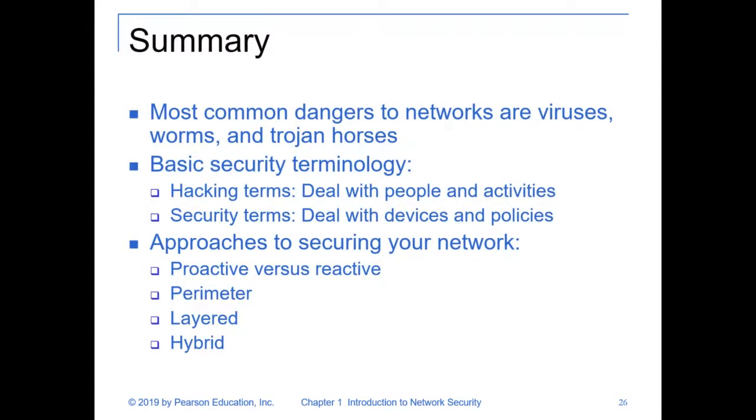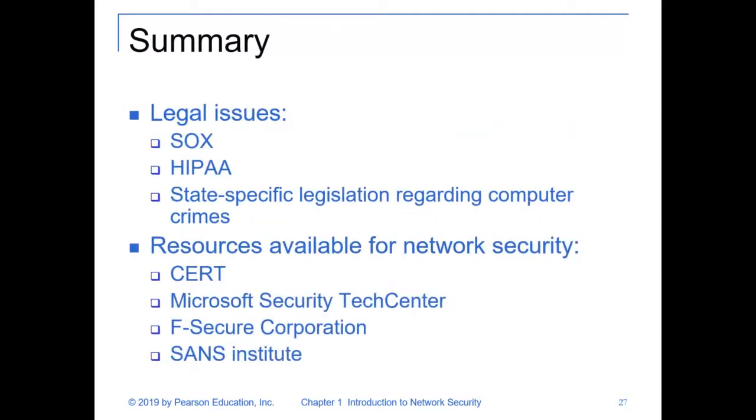So to sum up the chapter, the most common dangers to networks are viruses, worms, and Trojan horses. We covered the basic security terminology: hacking terms that deal with people and activities, and security terms that deal with devices and policies. It is wise to know both of those. We looked at the different approaches to securing your network, where it's proactive versus reactive, using the perimeter, layered, or hybrid. We looked at some legal issues and also some resources that were available for network security.